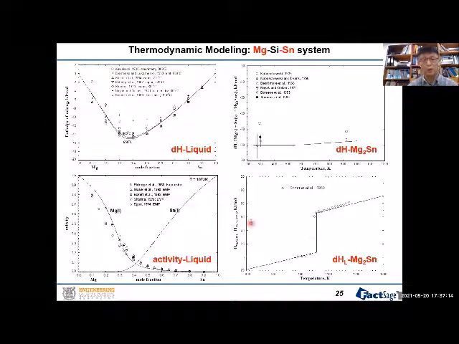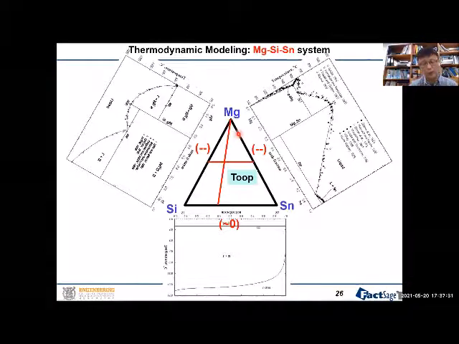So in order to reproduce all this data with the phase diagram, we can find one set of Gibbs energy for the liquid solution, Mg2Sn and alpha solid solution. And then we can enter that into our database again. And then when you finish all three binary systems, we can compile them together to make a prediction for the ternary system.